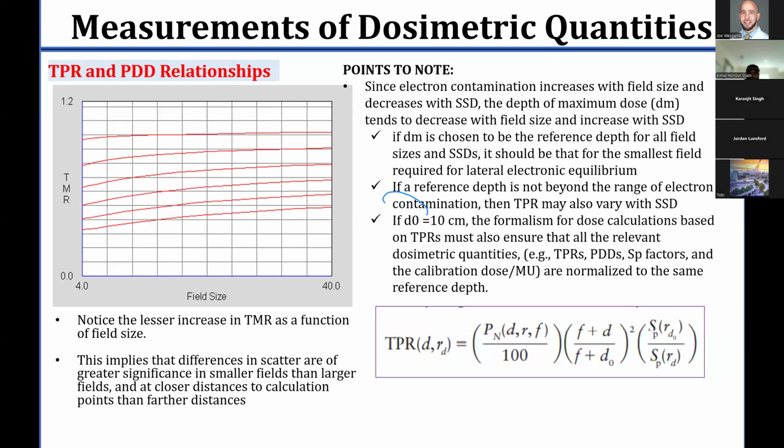Now, it is recommended that the reference depth for all field sizes and SSD should be chosen based on the smallest field size required to achieve lateral electronic equilibrium. This is essentially because for small fields, lateral scatter must be adequate to provide consistent dose deposition within the area of interest.